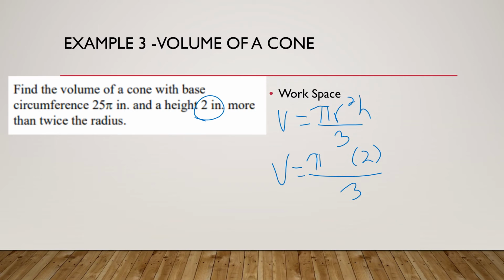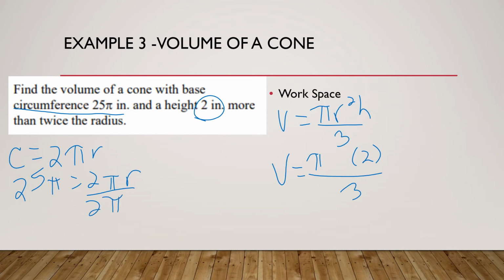So when we go to fill in our radius, we have to use our circumference. They tell us that our circumference is 25 pi. So to get our radius, we know that circumference is equal to 2 pi r. So 25 pi is equal to 2 pi r. Divide both sides by 2 pi. And we would get that 12.5 is equal to r.